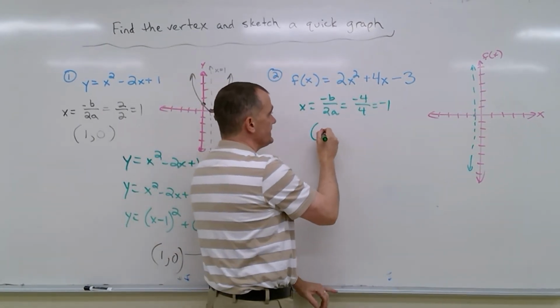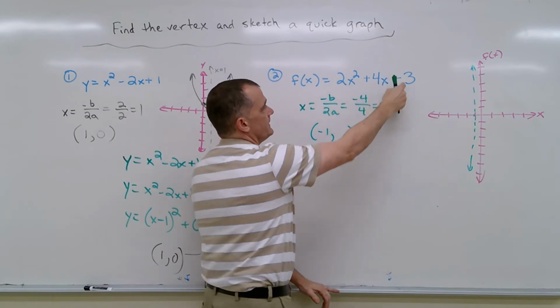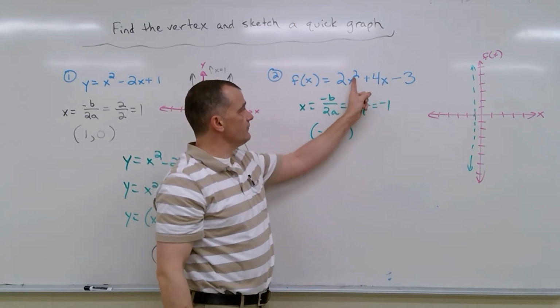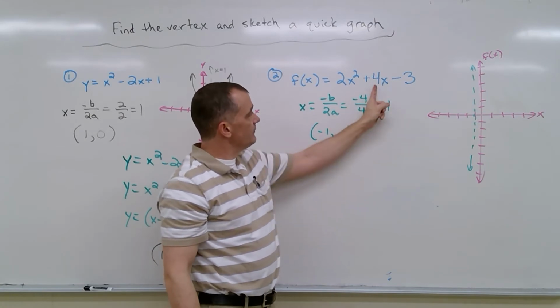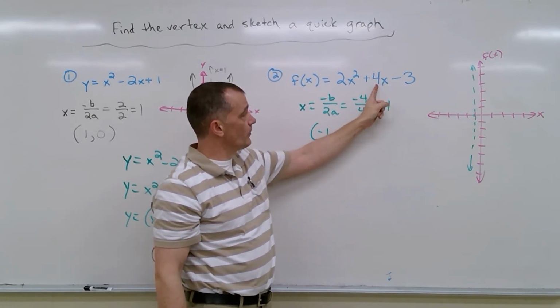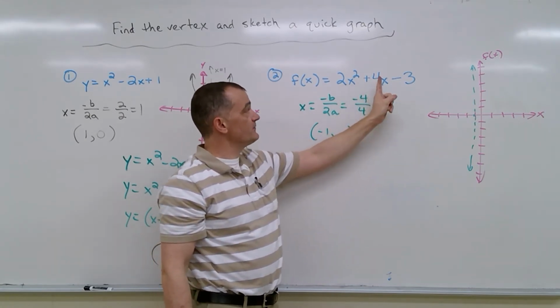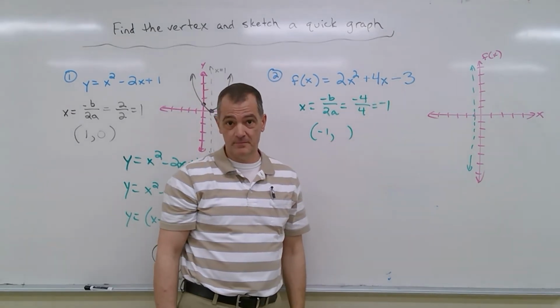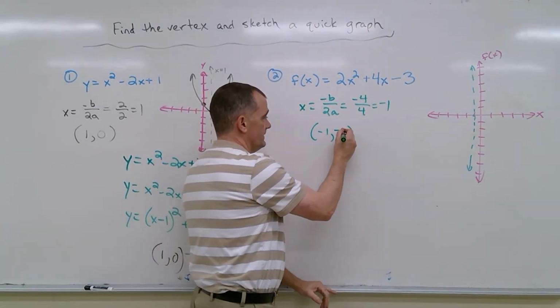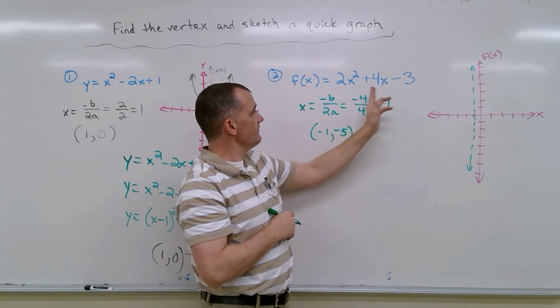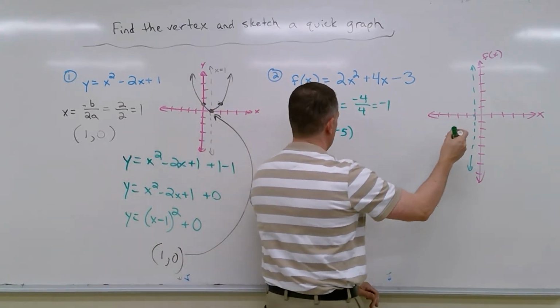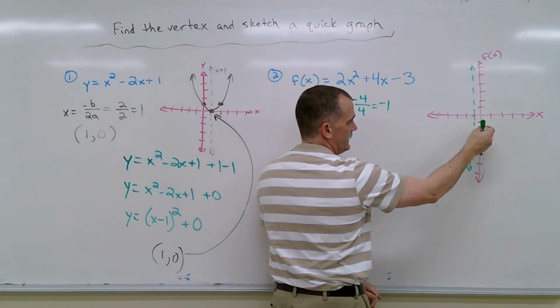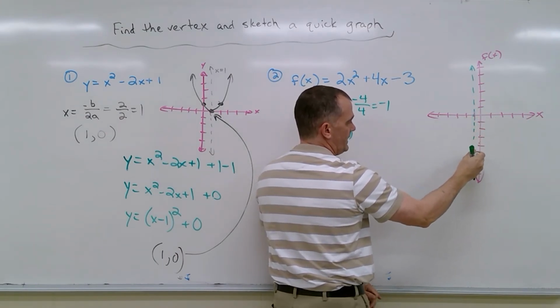So now I can say, well, let me plug in negative 1 into this, and let's make sure we do it right. Negative 1 squared is 1 times 2 is 2. And then negative 1 times 4 is negative 4. So we have 2 minus 4 minus 3. So that's minus 5. Let's double check it. That was negative 7 and then 2. So 1, negative 5. So let me plot that point. So this is negative 1, negative 5 right there.